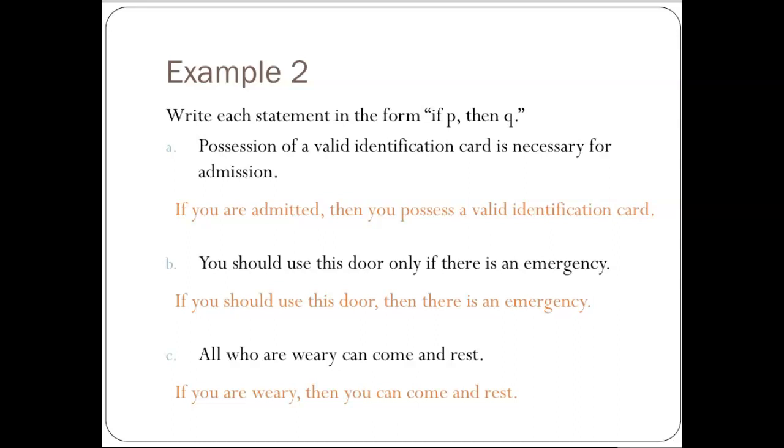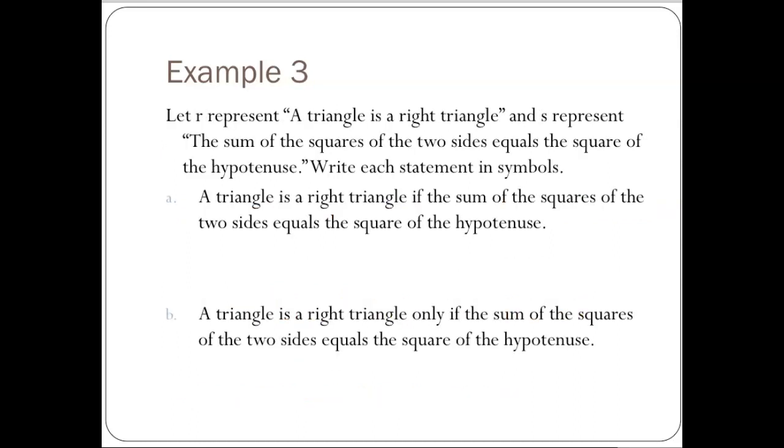All right, let's take a look at the next example and give us a little bit of practice working with the symbols. So let R represent a triangle is a right triangle, and S represent the sum of the squares of the two sides equals the square of the hypotenuse. Okay, all of that is just to say that a squared plus b squared equals c squared is true. Okay, so the sum of the squares of the two sides equals the square of the hypotenuse.